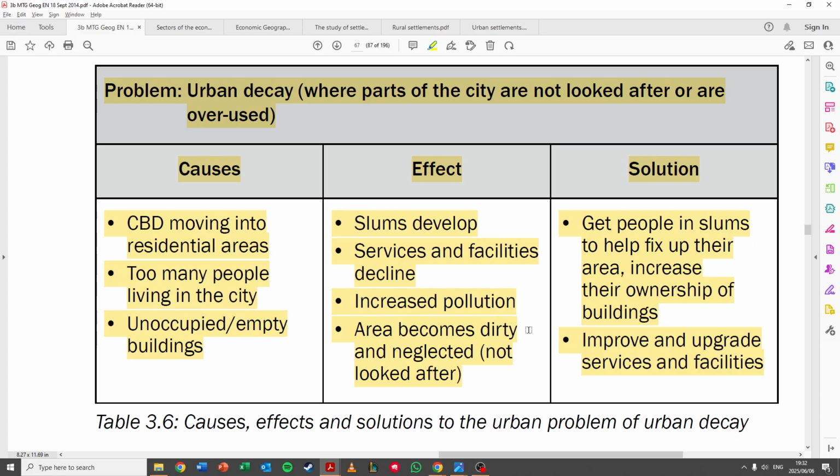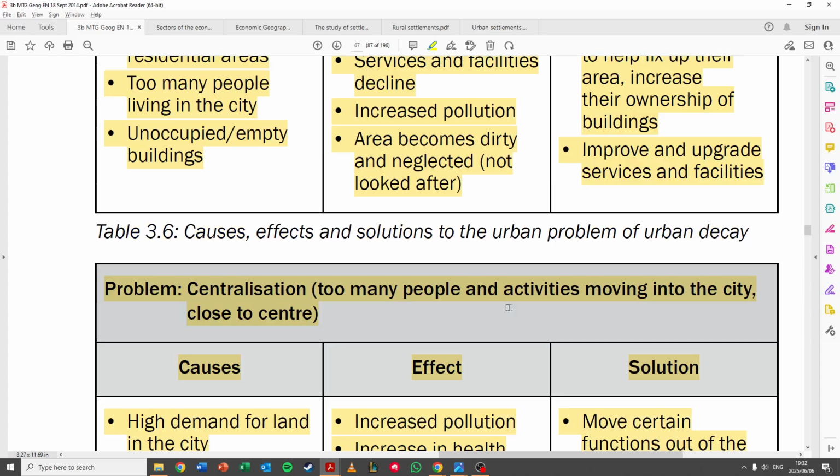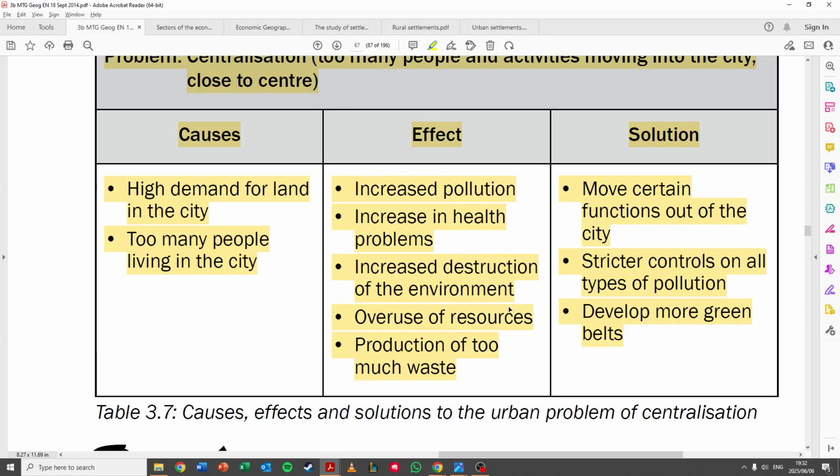So what is the solution to this? Get people in slums to help fix up the area, increase their ownership of buildings, and improve and upgrade services and facilities in the area.